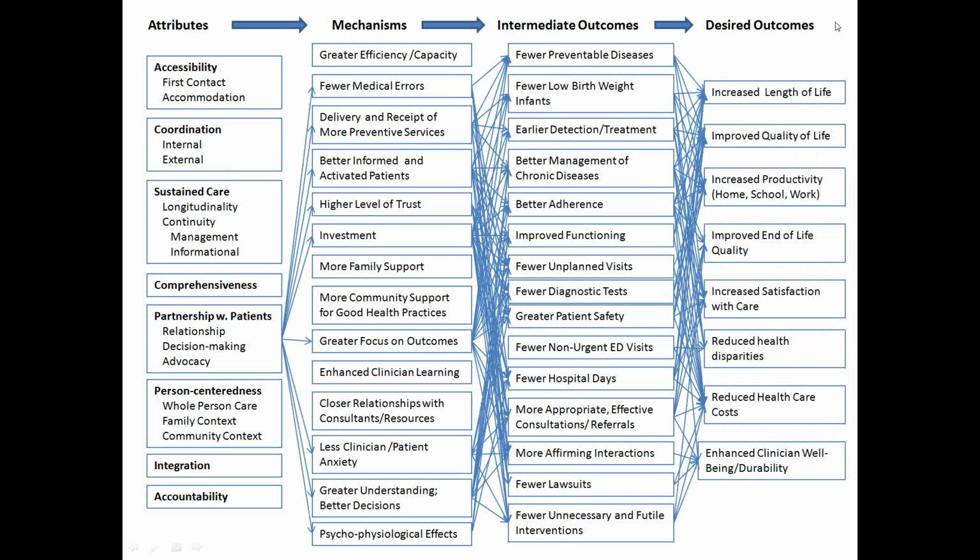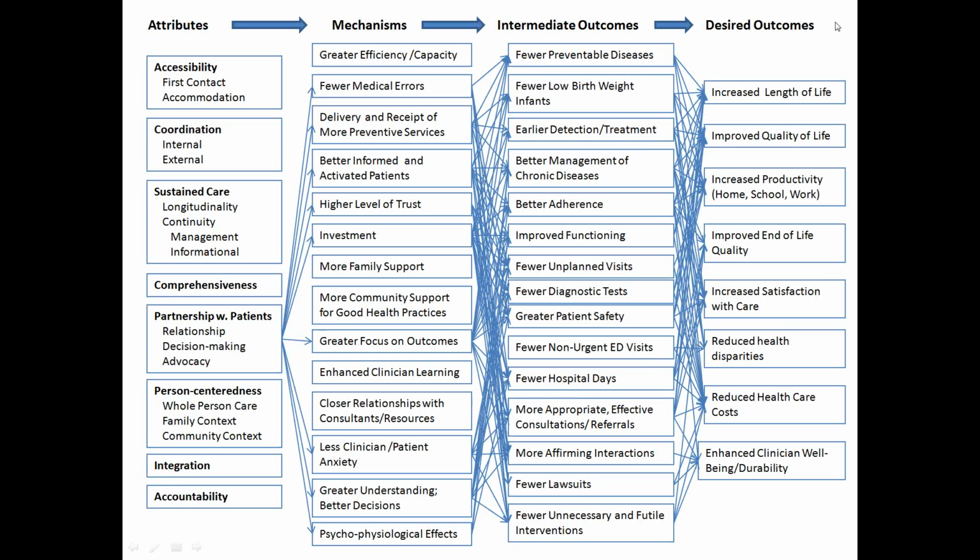So this is just to show you how complex this is. If you just take one of the attributes, that is partnership with patients, and you draw arrows to the mechanisms through which that might work, and then from each of those mechanisms you look at what intermediate outcomes might be affected, and then from each of the intermediate outcomes, what desired outcomes would lead from that. And this is just from one of the attributes.